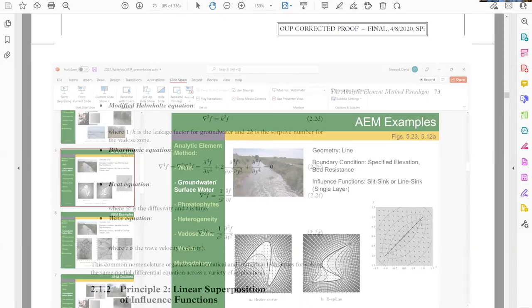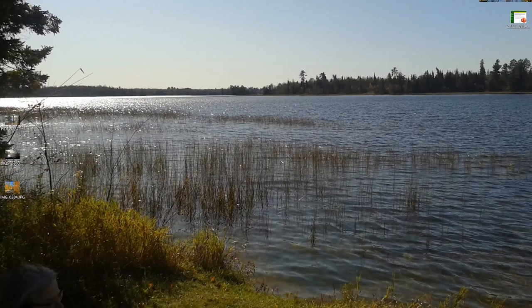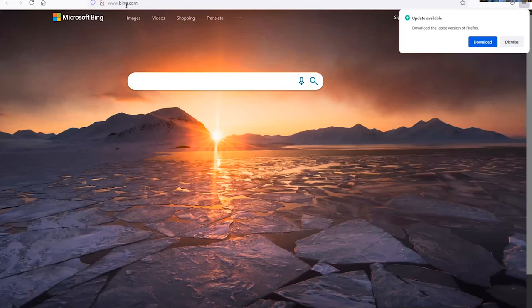The last thing I wanted to show you, and I showed you the book and the kind of things that are in the book, was some examples. And I'm going to go to scilab.org.